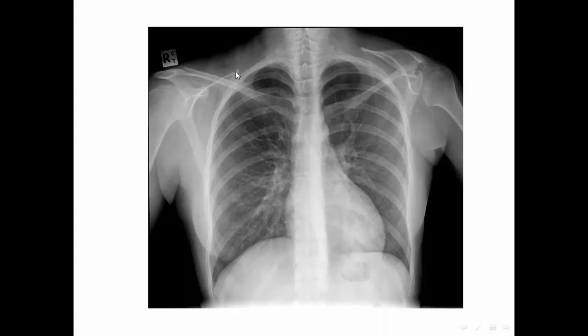As you can see here, the clavicle on the left side, sorry, not the clavicle, the scapula on the left side is elevated as compared with the right side. So this is a Sprengel deformity. It could be associated with Klippel-Feil disease, which is a congenital multilevel fusion of the vertebral bodies.